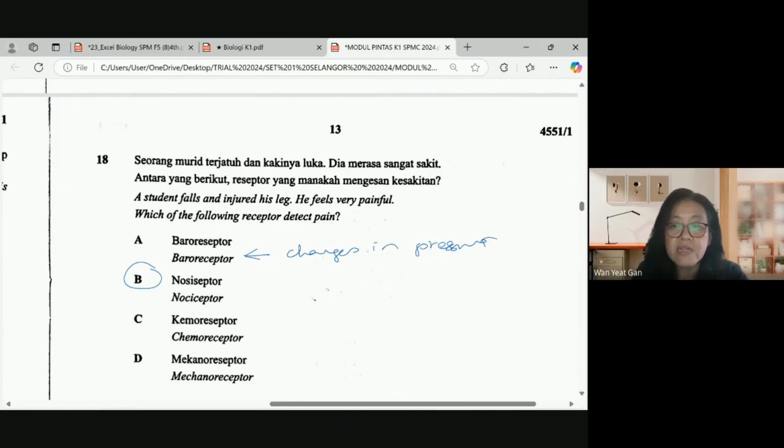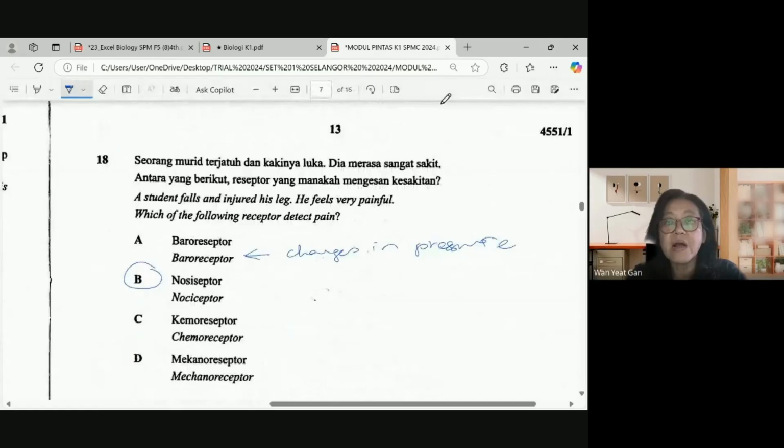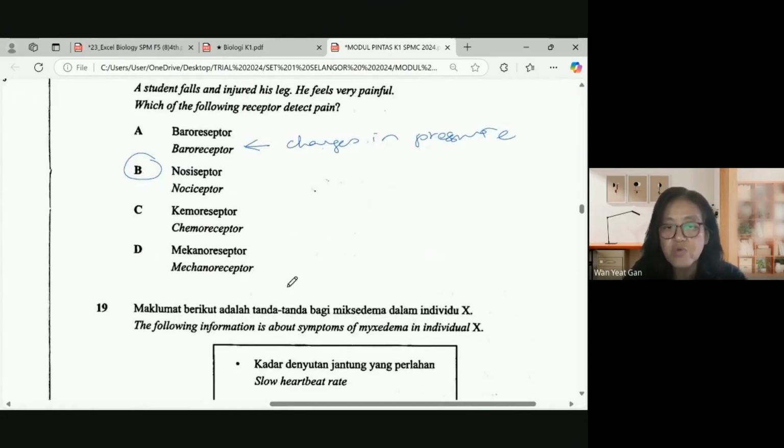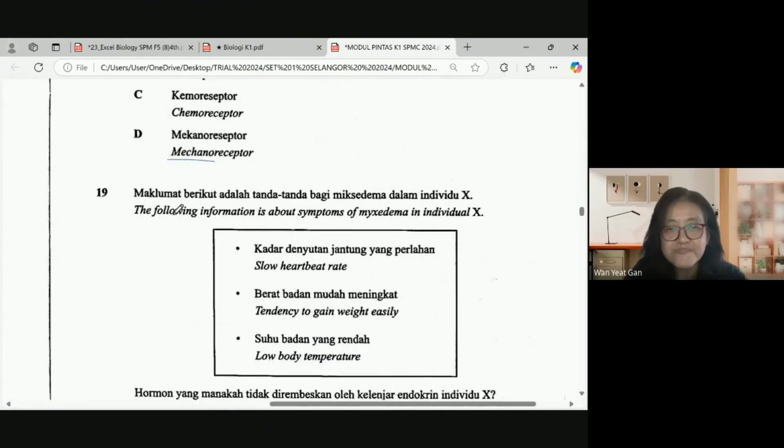Chemoreceptor is actually to detect changes in chemical, like for example, the change in carbon dioxide content. And then the last one is mechanoreceptor. Mechanoreceptor is to detect touch, stretch, motion, and sound. Okay, so the answer is B.